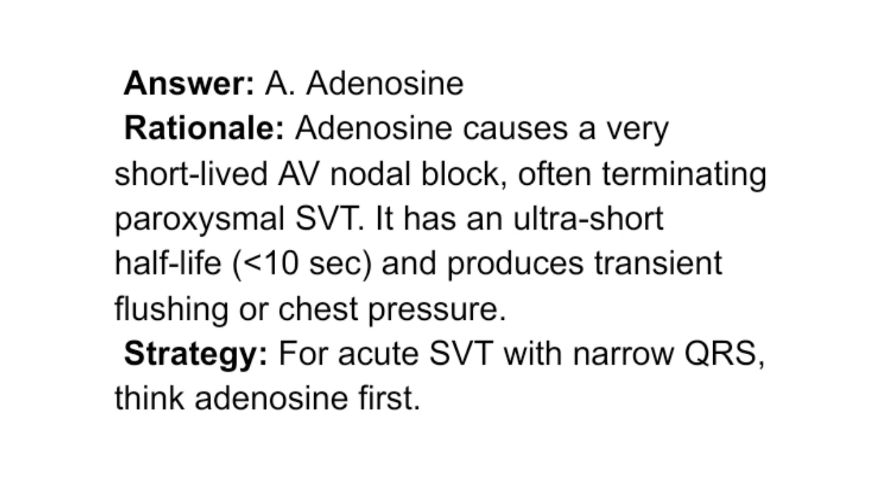Rationale: adenosine causes a very short-lived AV nodal block, often terminating paroxysmal SVT. It has an ultra-short half-life, less than 10 seconds, and produces transient flushing or chest pressure. Strategy: for acute SVT with narrow QRS, think adenosine first.